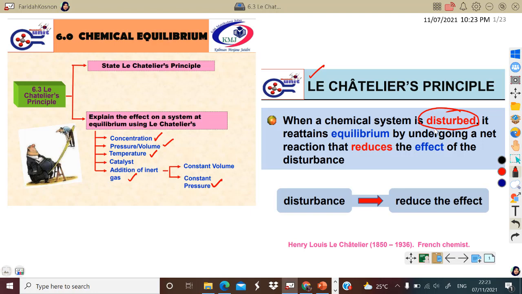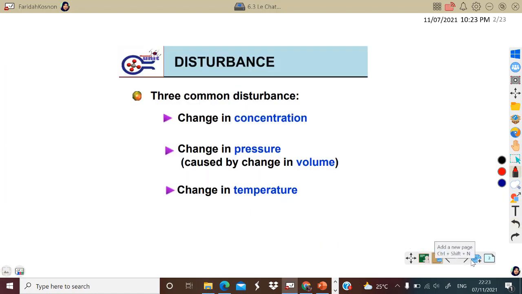Okay, so to reduce the effect of the disturbance, it will favor either the forward reaction or the reverse reaction. So the basic concept is, if the system is disturbed by these factors, the system will reduce the effect of the disturbance. Okay. So let's refer to the disturbances, or the factors that affect the equilibrium position. So basically there are three common disturbances.